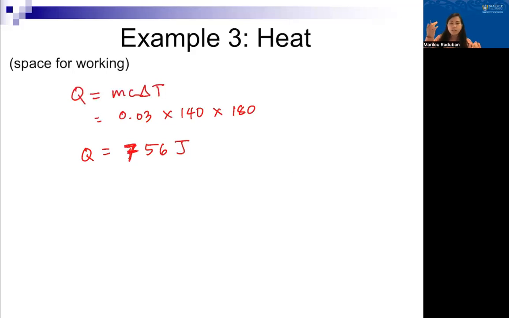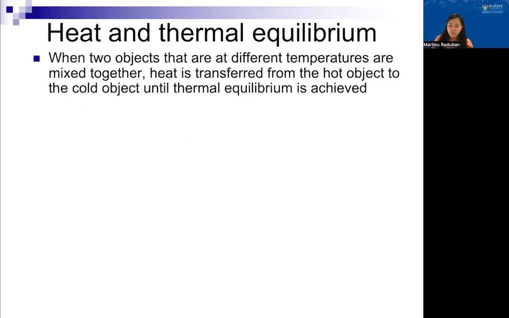Right, so we've seen that if we put two objects together, one hot and the other cold, heat will transfer and their temperature will change until they have the same temperature. Okay, and it's the same if we mix liquids together or mix fluids together. So if two objects that are initially at different temperatures are mixed, heat is transferred from the hot object to the cold object, and the temperatures of these objects will change until eventually thermal equilibrium is achieved.